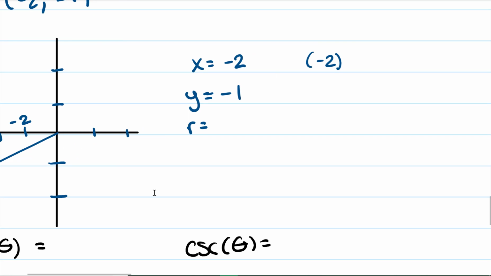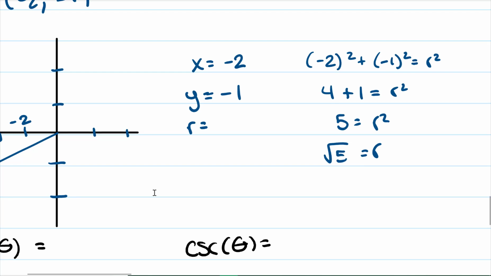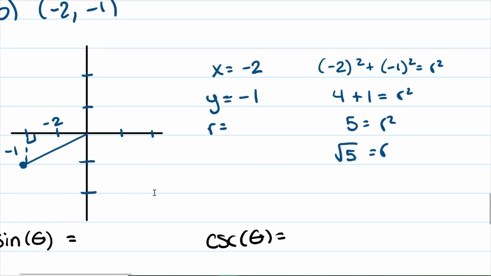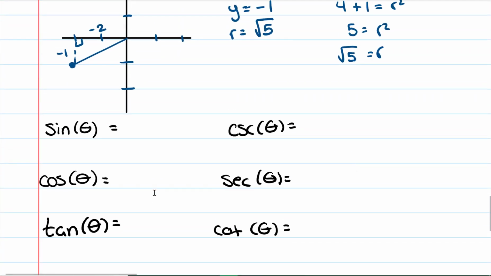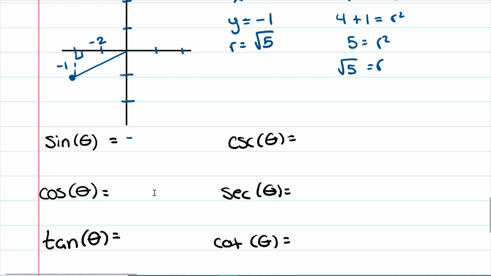So negative 2 squared plus negative 1 squared equals r squared. 4 plus 1 is r squared. 5 is equal to r squared, so r is the square root of 5. And now we're just going to put in all our values into our trig functions. So sine again is y over r. So we get negative 1 over radical 5. And then we rationalize that by multiplying by radical 5 over radical 5. And we get negative radical 5 over 5.